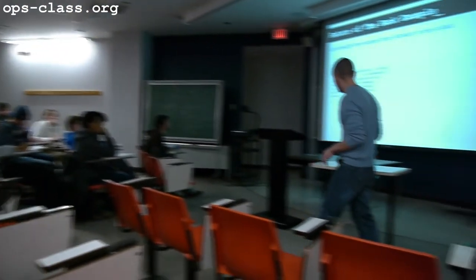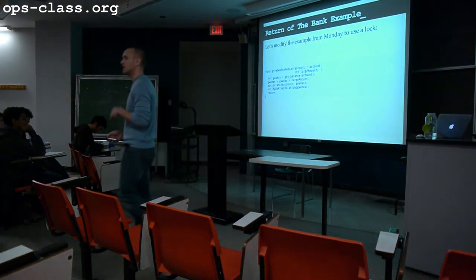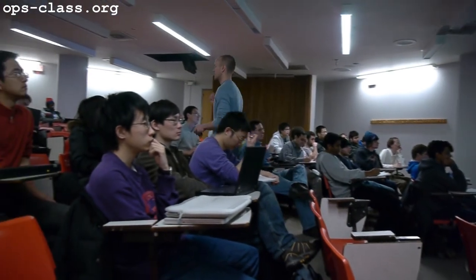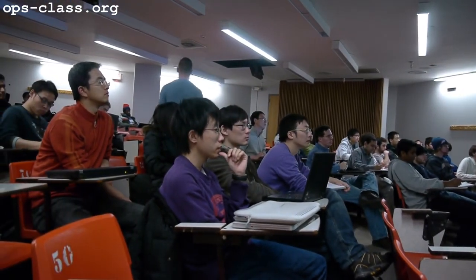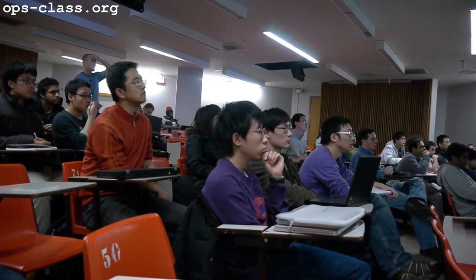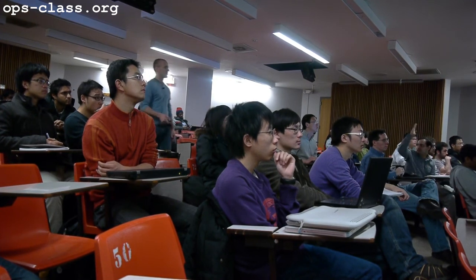So let's modify our example to use a lock, okay? What were the steps that we had to go through to fix the synchronization problem with this function? What was the first thing we had to do? Identify the critical section. So who remembers what the critical section was?